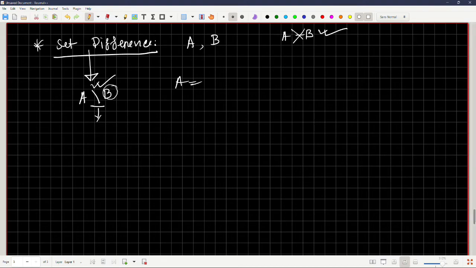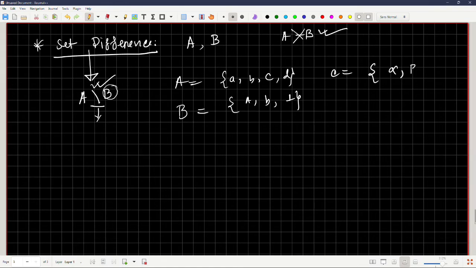So let's take A equals {a, b, c, d}, B equals {A, b, 1}, capital A, small b, and 1. And let's take another set C, {alpha, beta}, let's say. So what is A set difference with B? What is this quantity? Well, let's write this thing in full form and then we'll talk about it.